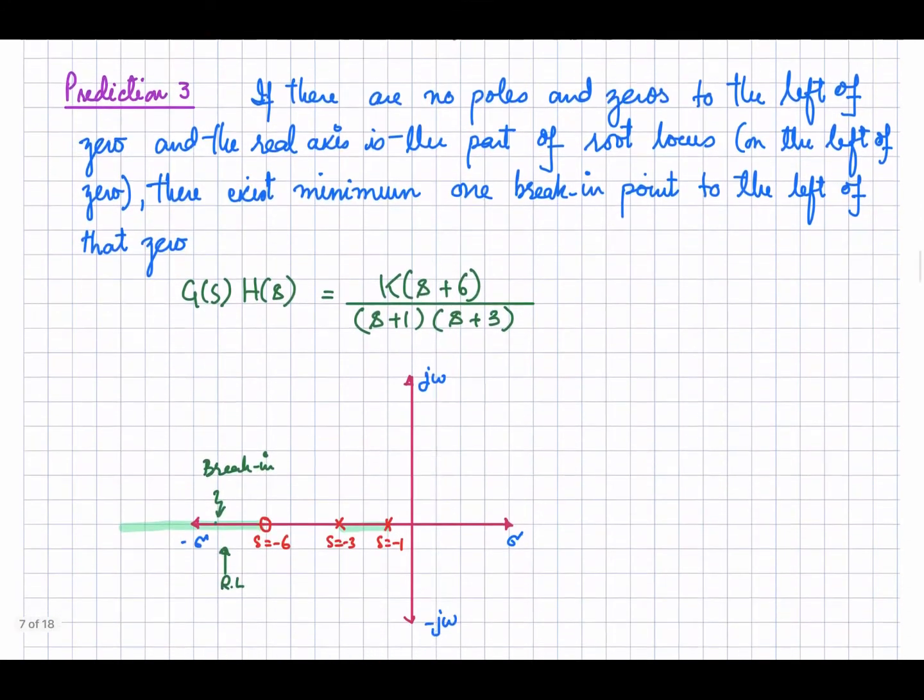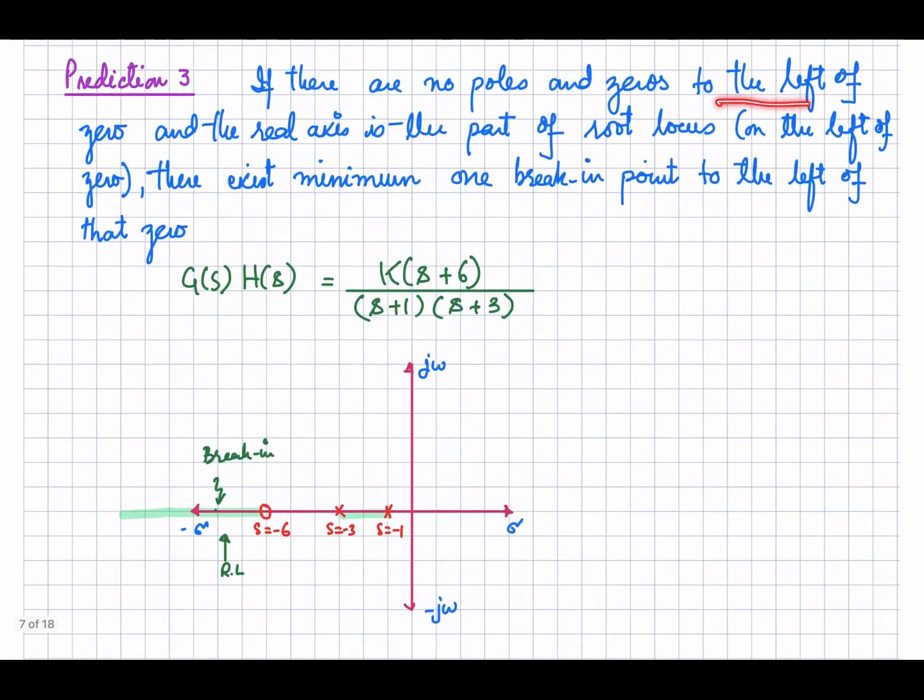The third prediction can be made if there are no poles and zeros to the left of the zero and the real axis is part of the root locus. On the left of the zero, there exists a minimum of one break-in point to the left of that zero. So now we can understand it with the help of this one. We have one zero and two poles, sketched over here. These are the two poles and this is the zero. First of all, mark which portion of the real axis is part of the root locus. This is part of the root locus and this is part of the root locus. So -1, -3 and -6, and these are the parts of the root locus highlighted.